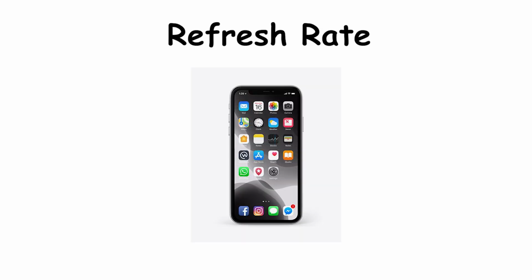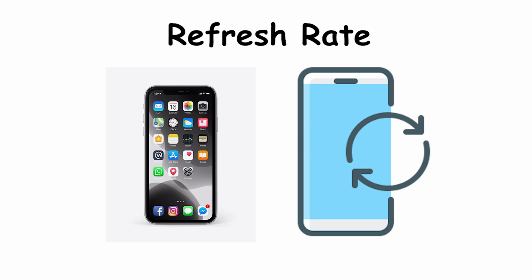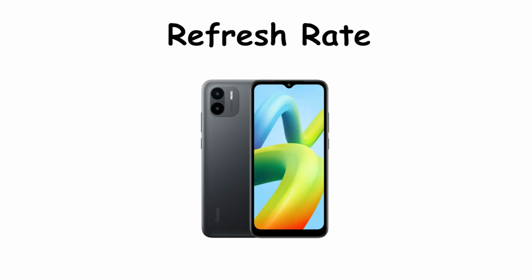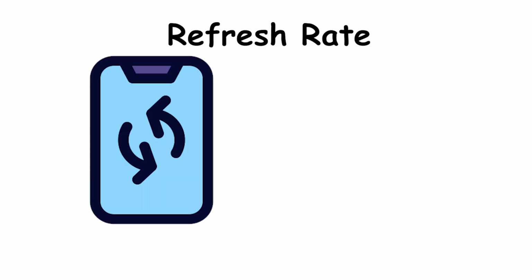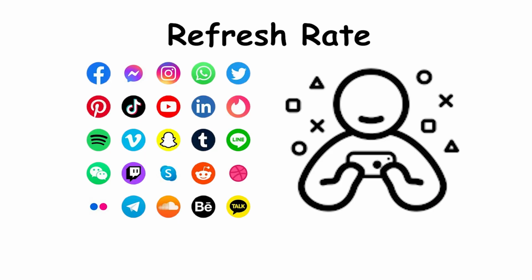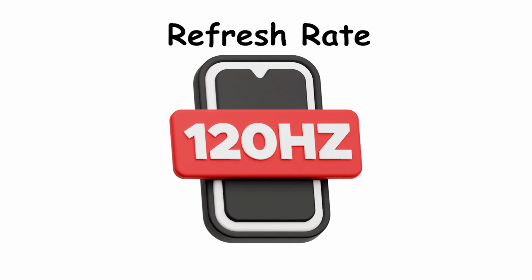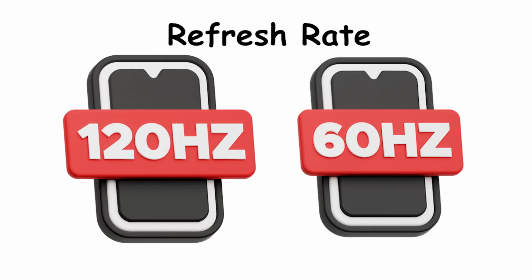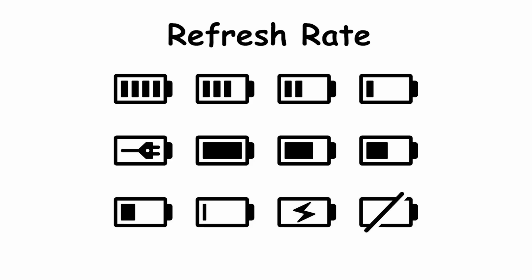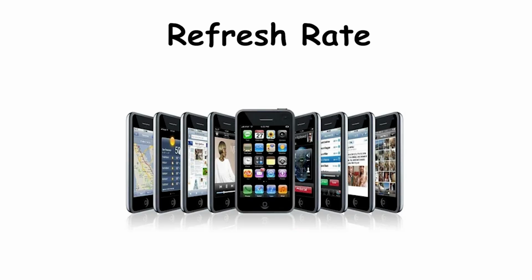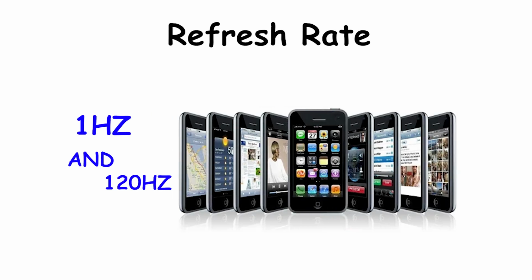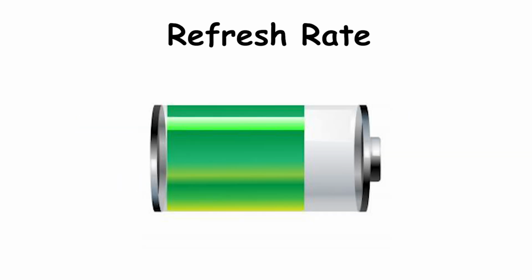Refresh rate. Refresh rate is how many times per second your screen updates the image. Standard phones have a 60 Hz refresh rate, but newer phones offer 90 Hz, 120 Hz, or even 144 Hz. The higher the refresh rate, the smoother everything looks when you scroll through apps or play games. Once you use a 120 Hz phone, going back to 60 Hz feels noticeably choppier, but higher refresh rates drain battery faster. That's why many phones now have adaptive refresh rates that automatically adjust between 1 Hz and 120 Hz, depending on what you're doing to save battery.